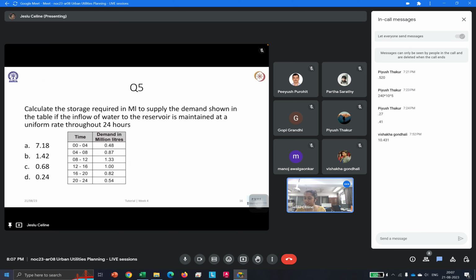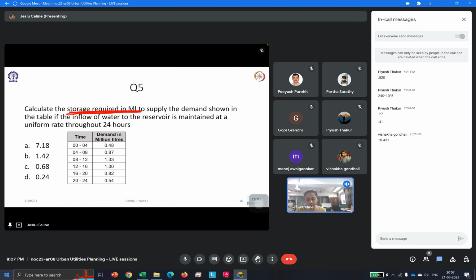So the next one is: calculate the storage required in ML to supply the demand shown in the table if the inflow of water to the reservoir is maintained at a uniform rate over 24 hours. This is again the same mass curve method, where we have the supply line, we have the demand line, and we need to find the capacity, that is, the storage required.